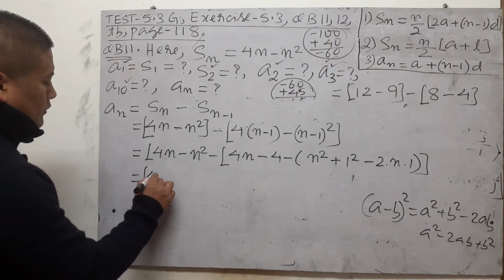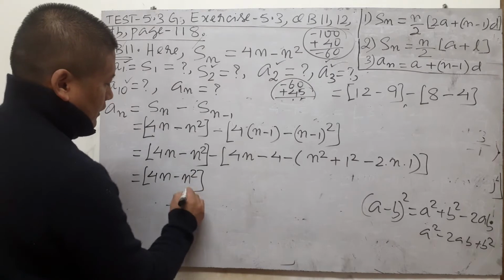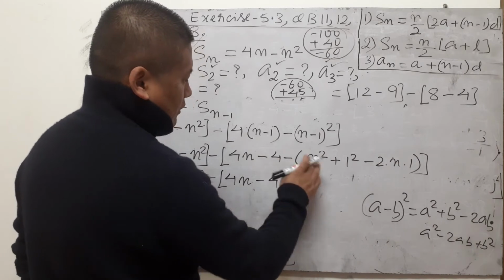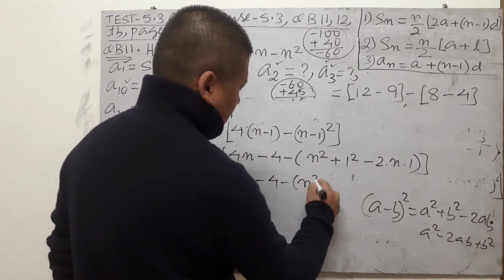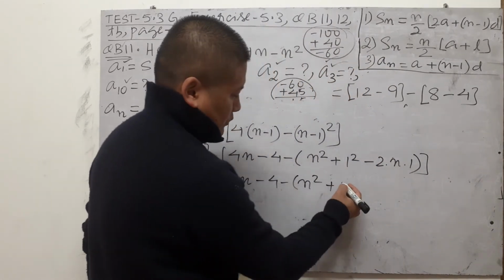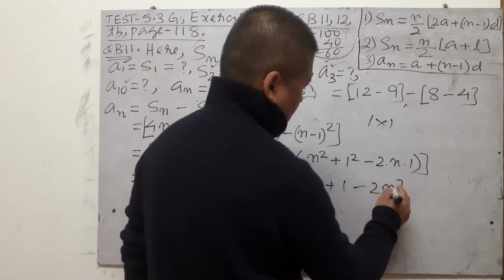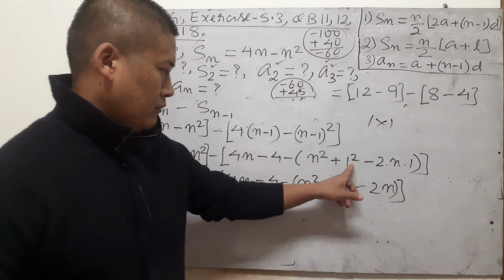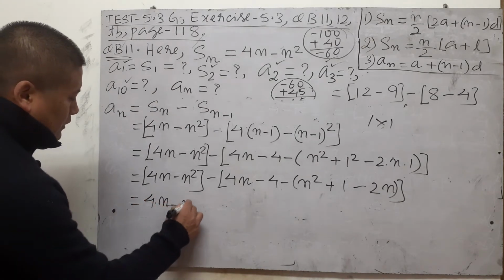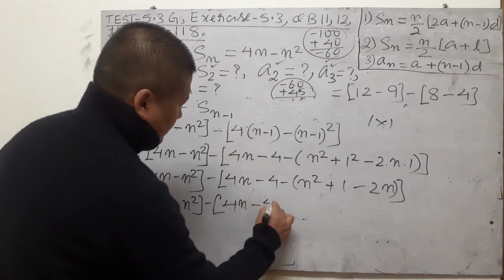So just proceed. 4n minus n square. Yeah, okay, I forgot to put it here. Then here minus. Let's deal with this one first. Minus 4n minus 4. Now minus bracket n square, then plus 1 square, which is 1 into 1, that is 1, minus 2 into n into 1, which is 2n. So this is n square, 1 square is 1, 2 into n into 1 is 2n. Next, 4n minus n square. Do it patiently. 4n minus 4.